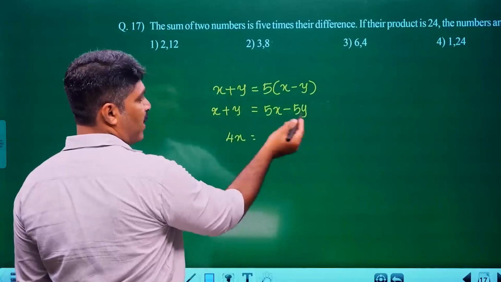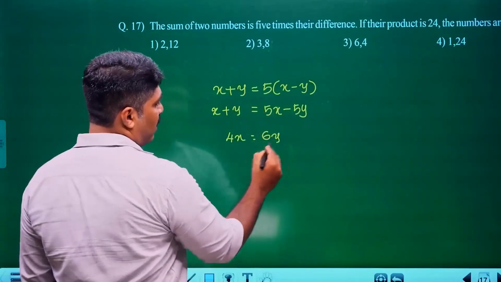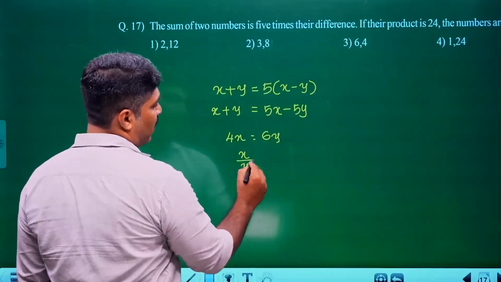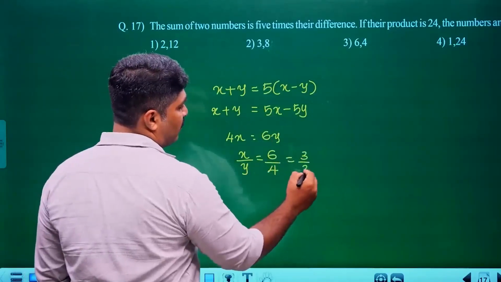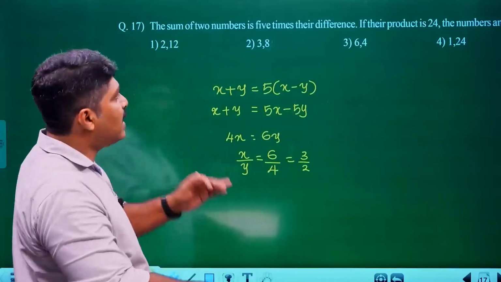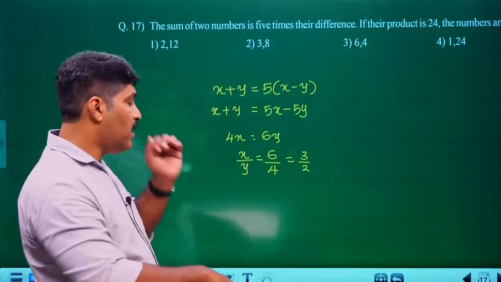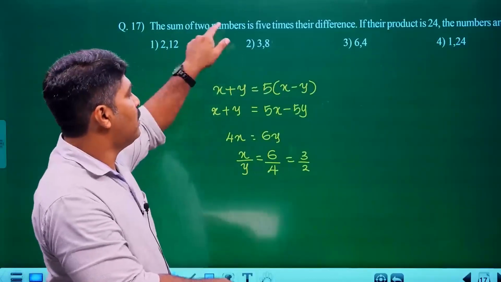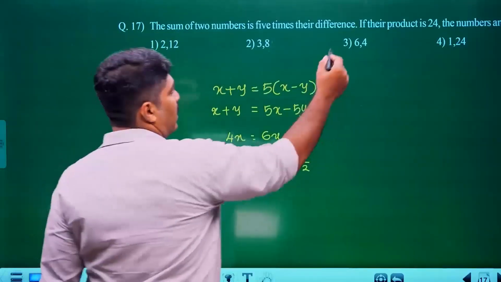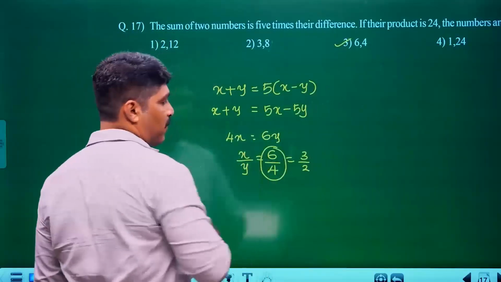And on the left side, y plus 5y is equal to 6y. So x by y is in the form 6:4, or its simplified form 3:2. So x and y should be in the ratio 3:2. So look at the options, whether there are any set of values in that ratio. Yeah, here we have 6 and 4.